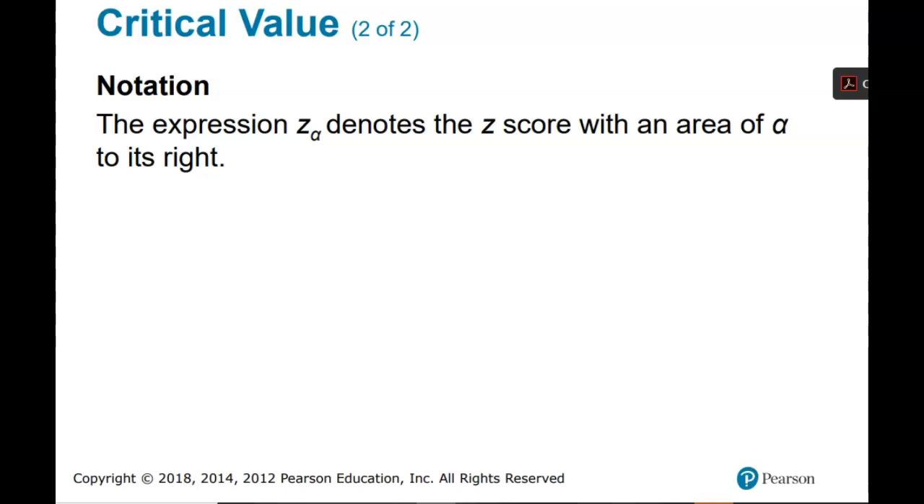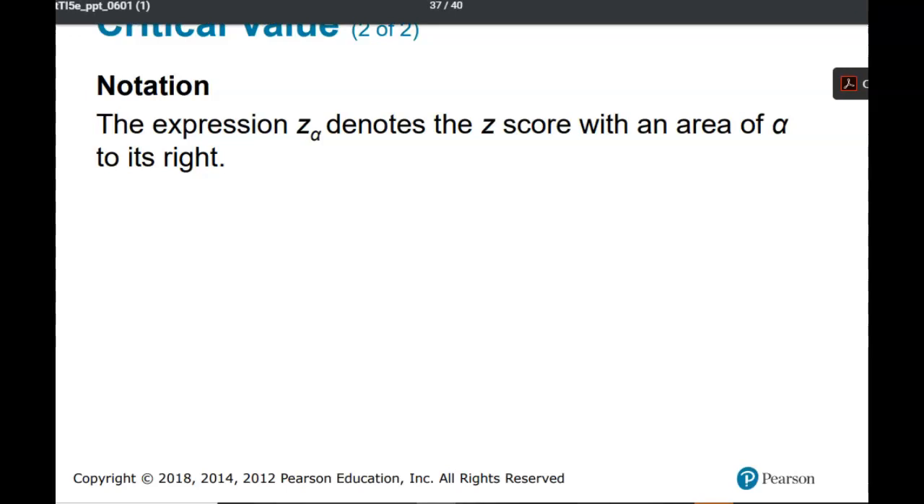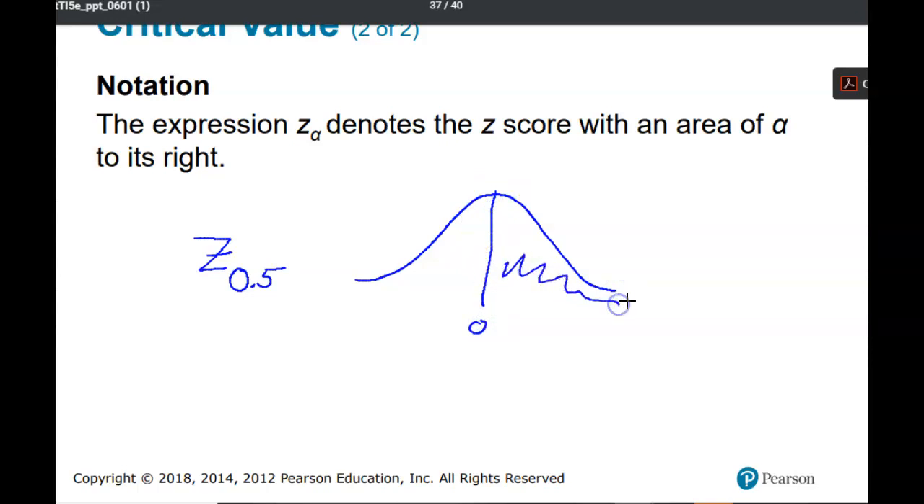So if I were to say z sub 0.5, I would be asking for the z-score that has an area of 0.5 to its right. Now here's your standard normal curve, and there's your mean. Well, guess what? Your z-score would be 0. You'd be right at the mean for an alpha of 0.5, the area to its right.